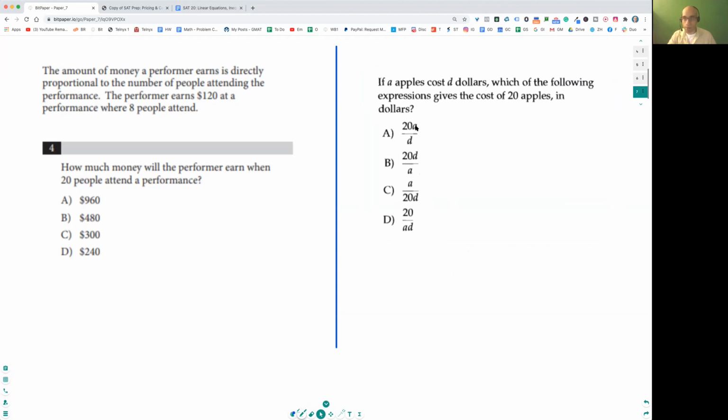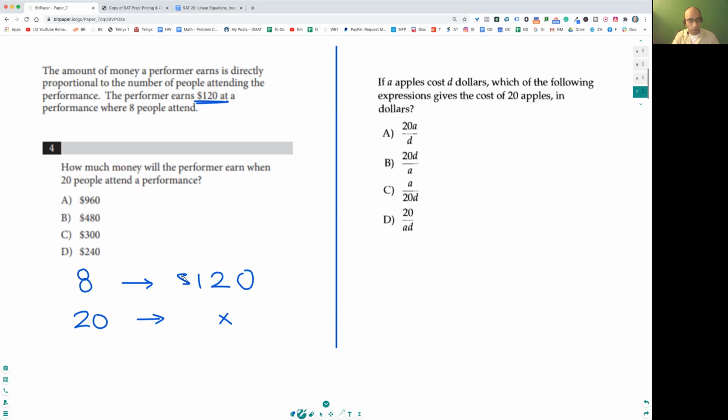Okay, now this is a harder problem, right? This is a harder problem, but try it. Take your time and do it. It's super easy. I'm going to explain to you. What we're going to do here is the performer earns 120 when 8 people attend, right? So you've got 8 people here, and they attend, I like to draw an arrow over here, which makes things clear. They earn 120. And now when 20 people attend, you write down 20 here, and then I draw an arrow, and then I write X. That's the amount of money being asked.